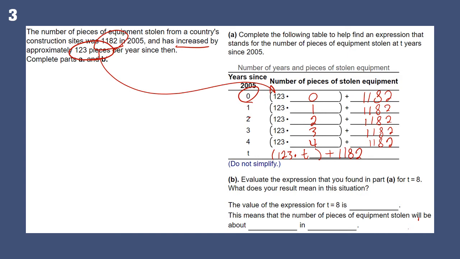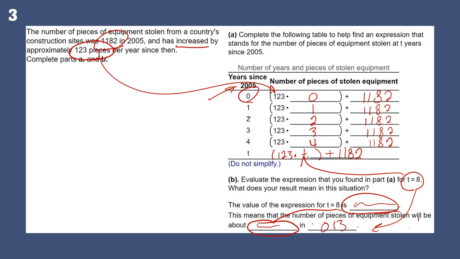Then there's a second part. It asks us to evaluate the expression for t equals 8. So we just plug in 8 and we get that number. But what's confusing to people is that number is going to go in 2 places. And then when they say in blank, they're talking about the year. Now, the year is not year 8. The year is 8 after 2005. So it's actually going to be 2005 plus 8, which is 2013.